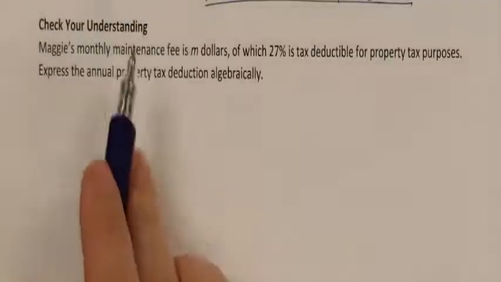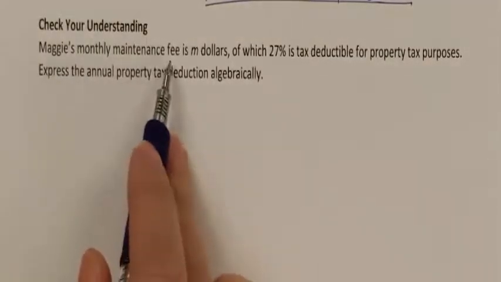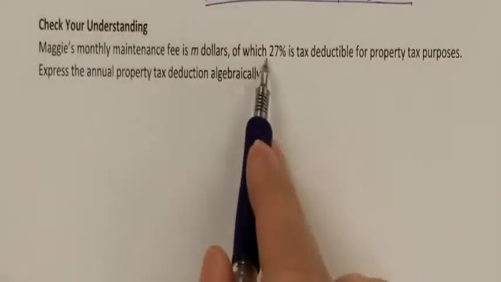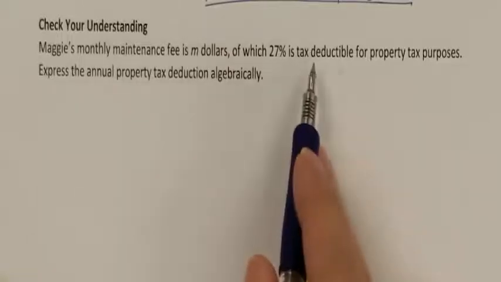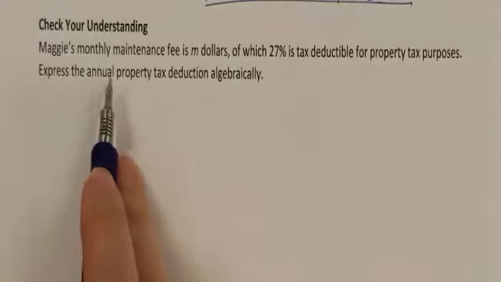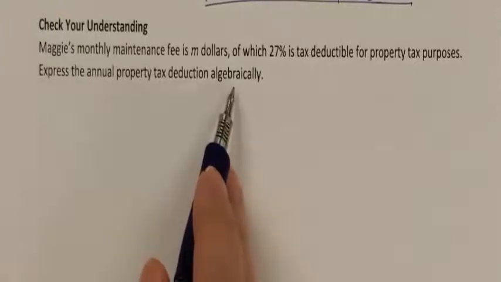Let's go ahead and check your understanding. Maggie's monthly maintenance fee is $M. This is how much she pays every month, M. 27% of it is tax deductible for property tax purposes. Express the annual property tax deduction algebraically.